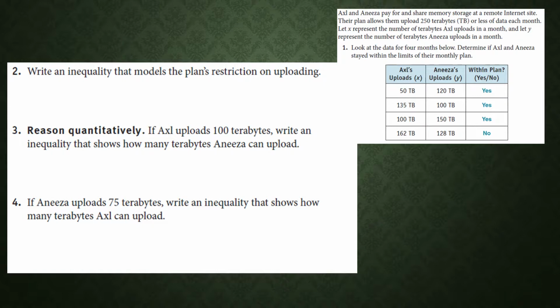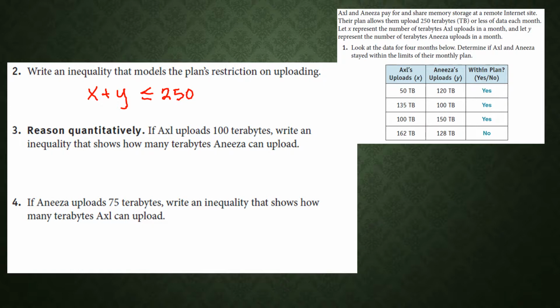Okay, so I'm going to reiterate, in case it's not your habit already, that you should definitely pause this and do these things by yourself before you just watch and copy. So if we're supposed to write an inequality that models the plan's restriction on uploading, if X is Axel and Y is Anisa, then the amount that each of them upload together has to be less than or equal to 250, which is their limit.